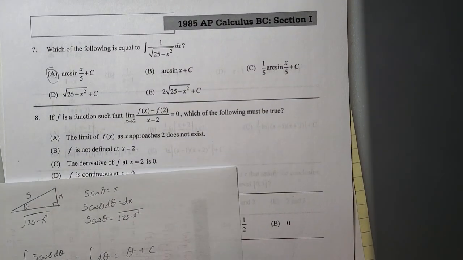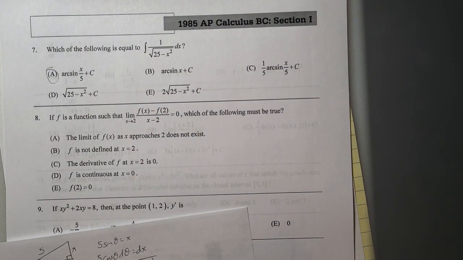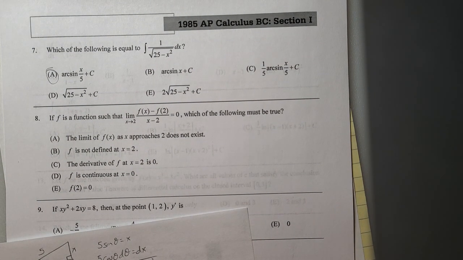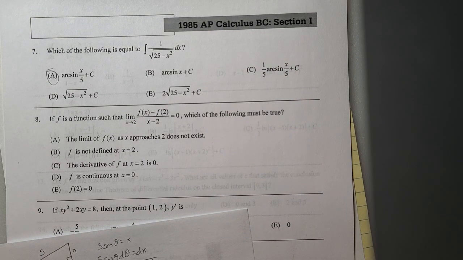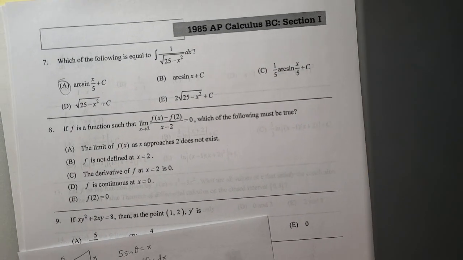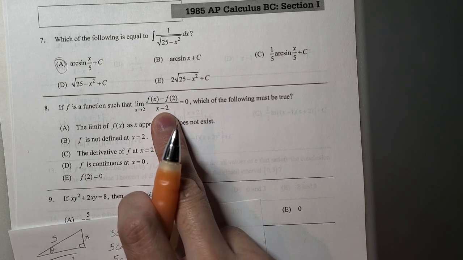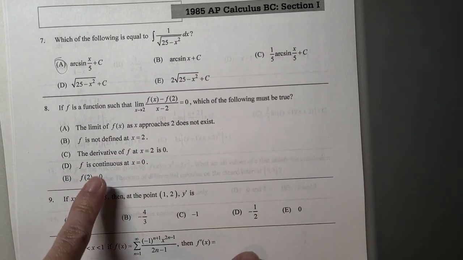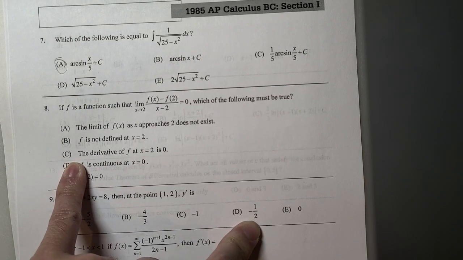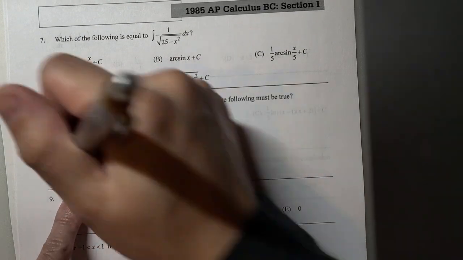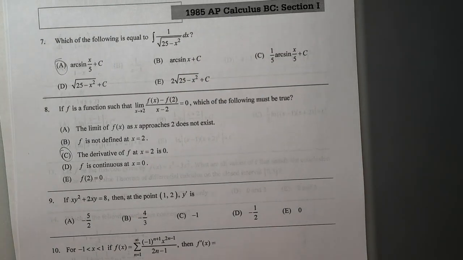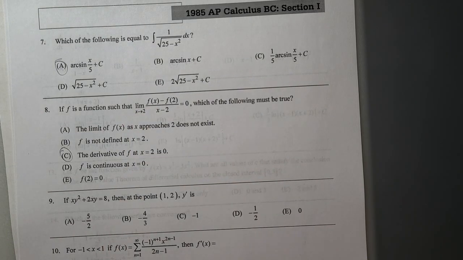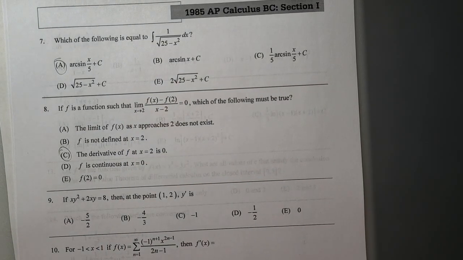Okay. If f is a function such that limit as x approaches 2 of f of x minus f of 2 over x minus 2 is 0, which of the following must be true? This looks literally like the derivative. Okay, so maybe we need to do that. Or maybe it's C right away. Yes, the answer is C. Okay, so you just recognize this is the derivative. As simple as that.